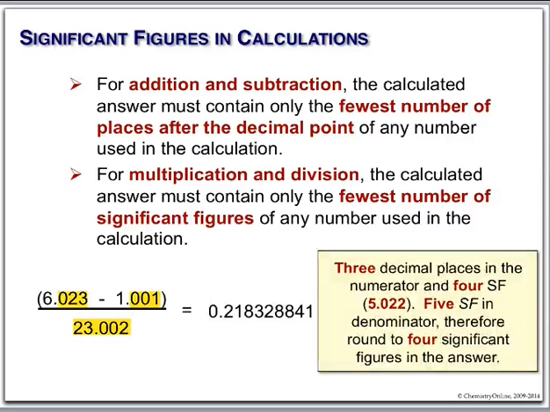How are we going to round this? When we did our operation in the numerator, the subtraction, the answer we got was 5.022, three digits after the decimal. It's the numerator. Now we ask the question, how many significant figures do we have? This is 4, that's 5. So our answer must be rounded to 4.